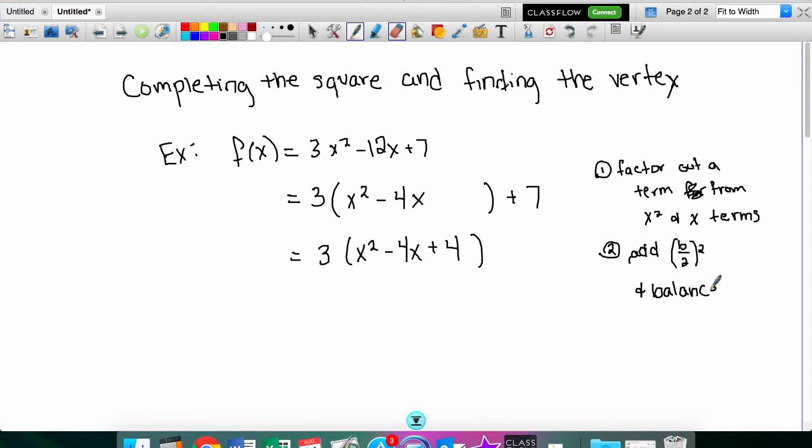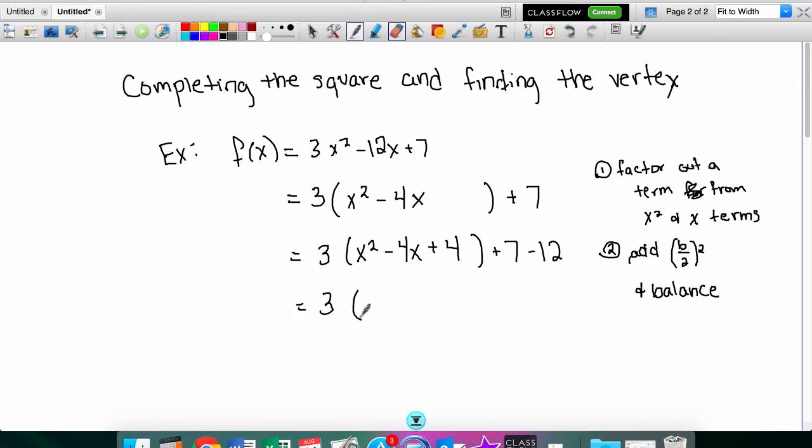And to do that, you want to subtract a term on the other side. Now, I don't want to subtract 4 because what I'm actually adding is not 4, I'm adding 12 here with this 3 in front. So I'm actually going to subtract 12 to balance out this equation. So that way I'm actually not changing it.